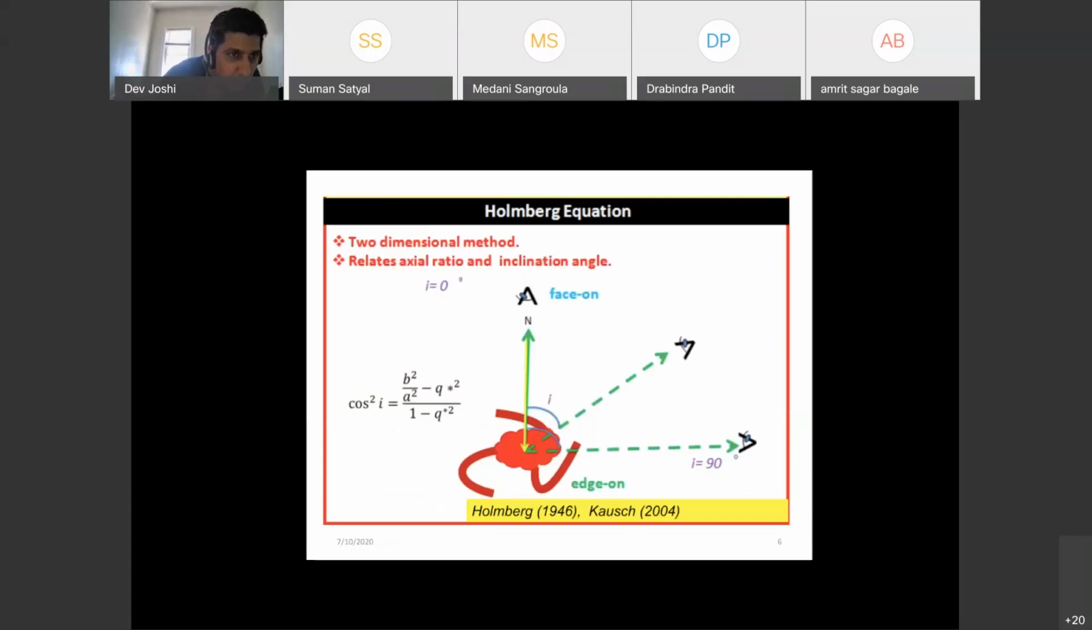Now I'm talking about methodology. Here we have to find the inclination angle by using the Hubble equation, that is cos²i equals (b²/a² − q*²) divided by (1 − q*²). i is the inclination angle, b/a is the axial ratio, q* is the intrinsic flatness whose value is 0.2 for an oblate spheroid, Holmberg et al. 1972.